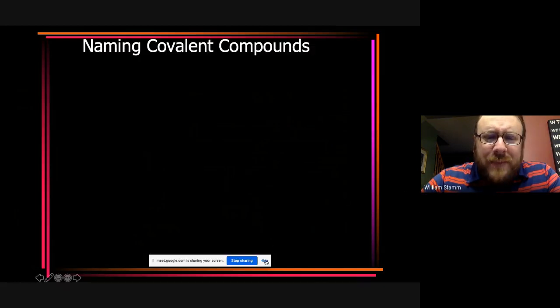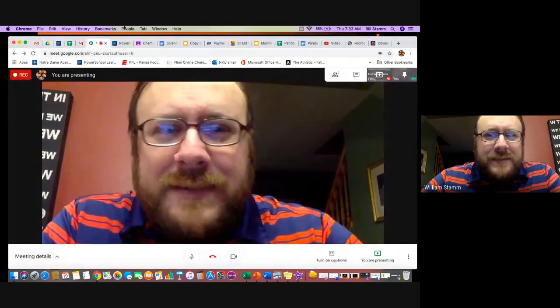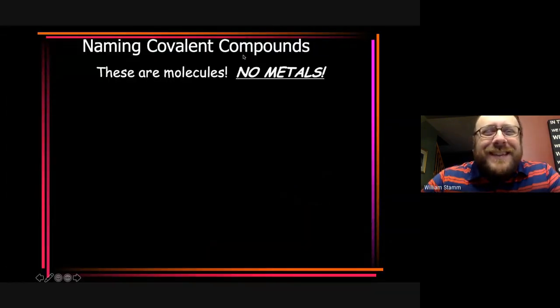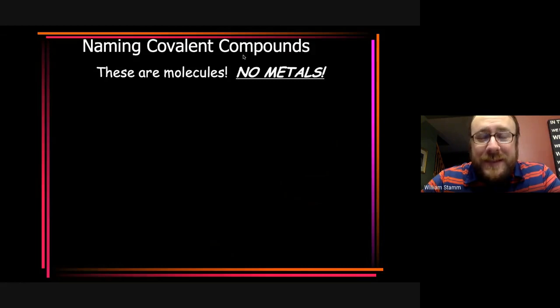Now, to name a covalent bond, we've got a couple things to keep in mind. We call them generally molecules. So you can call a covalent compound a molecule, and that's a good term to use when talking about covalent compounds. Also, remember, there's not going to be a single metal in any of these formulas or names. There's only going to be nonmetals, so that keeps it limited in what kind of elements we see.